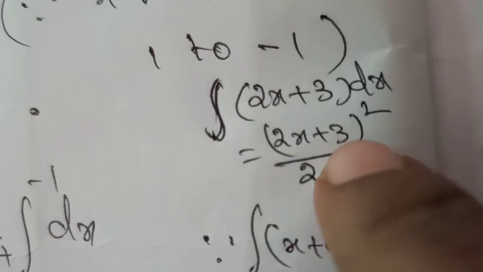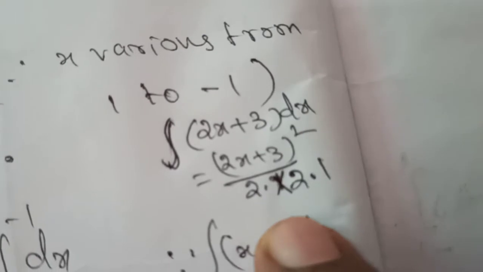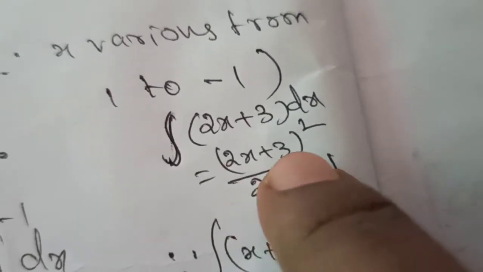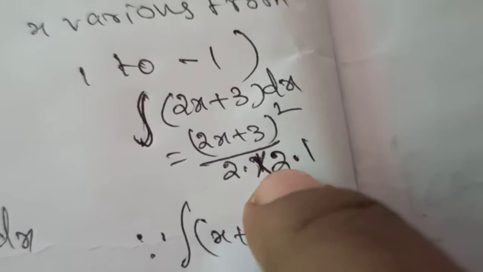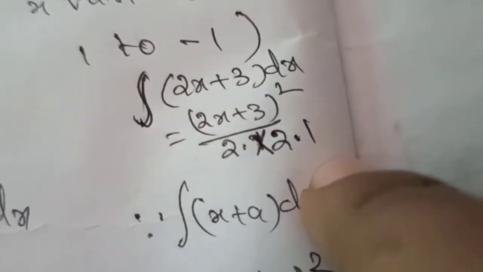Suppose, for example, take this equation. Integration of 2x plus 3 into dx means directly the integration of this value: (2x plus 3) the whole square divided by 2, into again the differentiation of the inside value. So the differentiation of 2x plus 3 is 2 into the differentiation of x, which is 1. Okay, and then substitute in the denominator value.